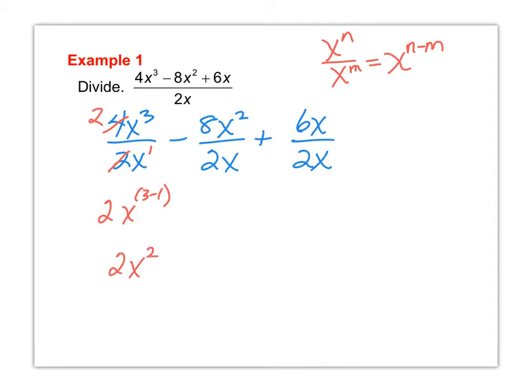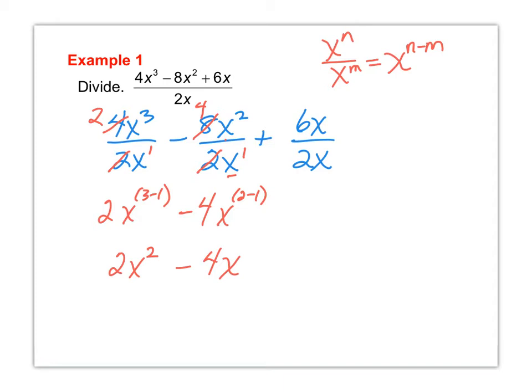The second term is also simplified. Notice 8 can be divided by 2. 2 goes into 8 4 times, so we can write this as 4x. Since the bases are the same for the x's, we can subtract the exponents, 2 minus 1, and that will give us 4x to the first power.